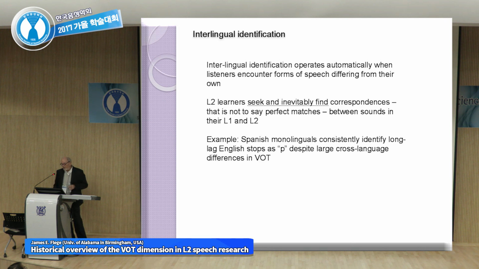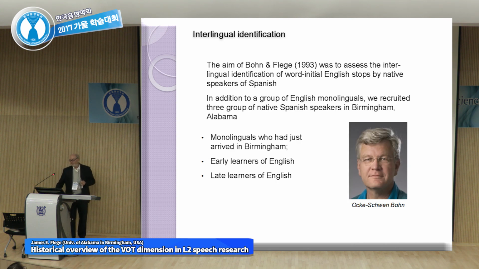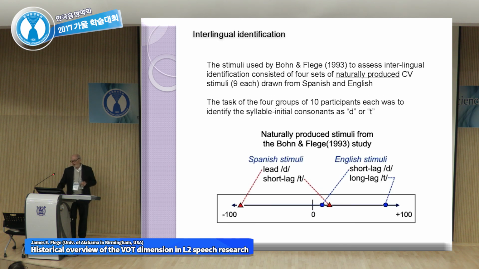L2. For example, Spanish monolinguals consistently identify long-lag English stops as P, despite large cross-language differences in VOT. The aim of a 93 study was to assess the interlingual identification of word initial English stops by native speakers of Spanish. In addition to a group of English monolinguals, we recruited 3 groups of Spanish speakers in Birmingham: monolinguals who had just arrived, early native Spanish learners of English, and late learners of English.